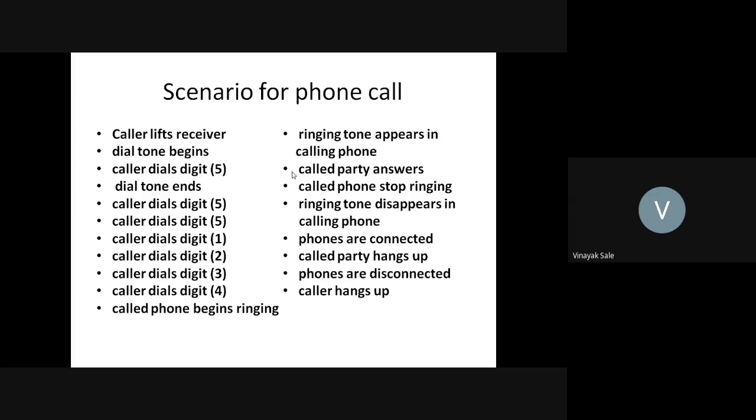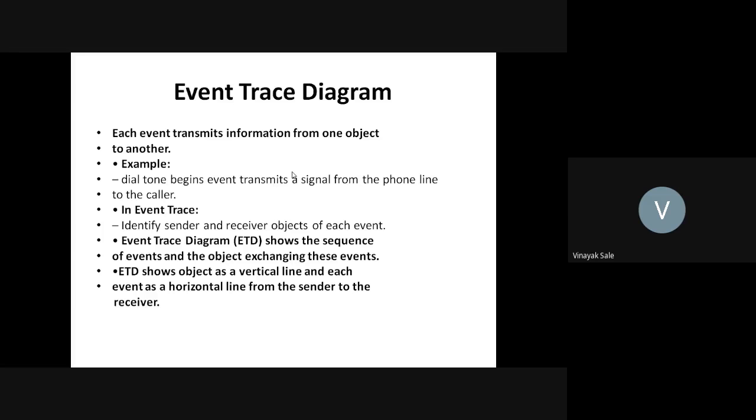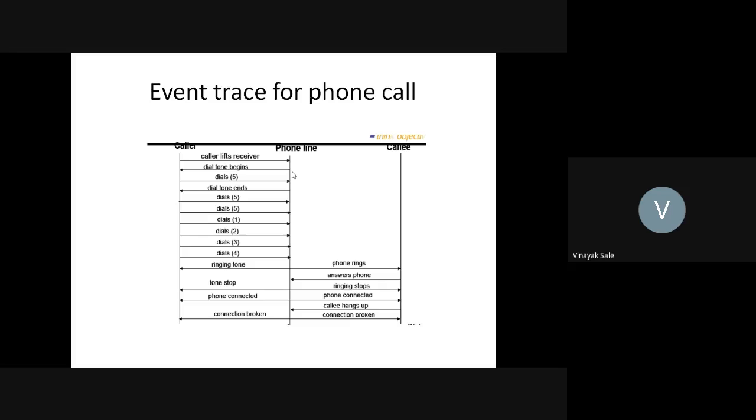Whenever the called party answers at the receiver side, the called phone stops ringing, and the ringing tone disappears in the calling phone. The phones are connected, then the called party hangs up. This whole description is shown in this figure, that is, this is the event trace of a phone call.